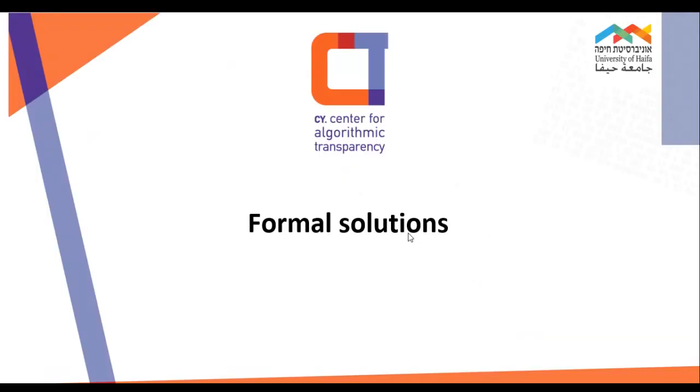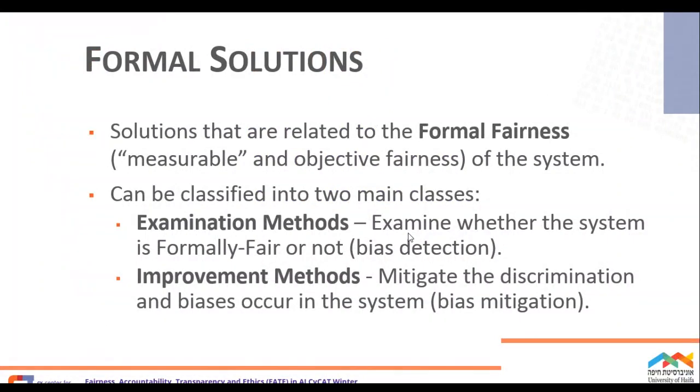So let us take a deeper look into formal solutions. In order to be able to ensure or to check whether a system is formally fair, we need to have some objective, measurable fairness measures. And what we need is two types of treatments, two types of approaches. First of all, we need examination methods, ways to verify and check that the system is indeed fair, to detect whether the system is biased or not. And in cases where we detect that the system is biased, then we need to find out how to improve, how to mitigate the discrimination or the unfairness.